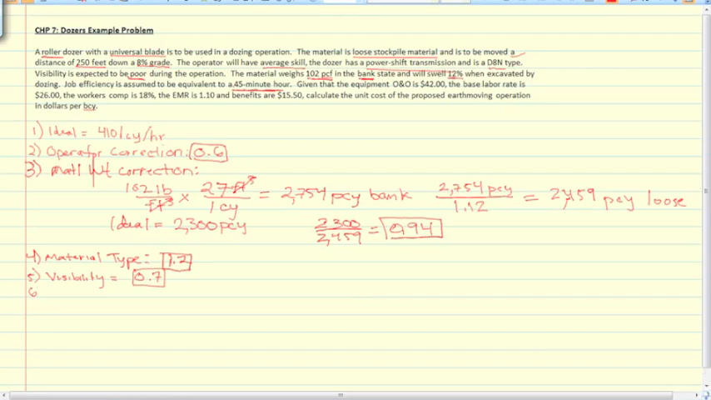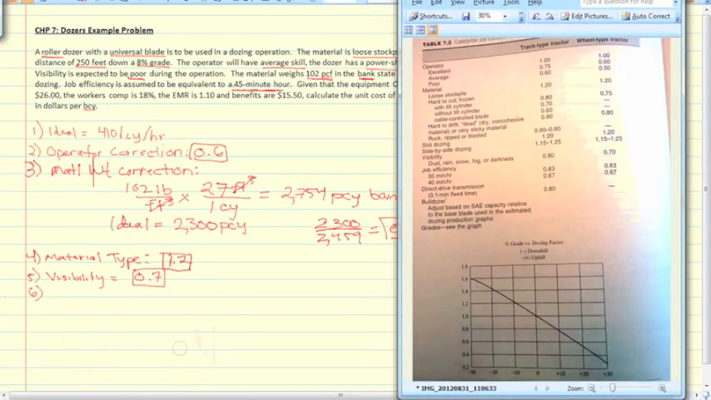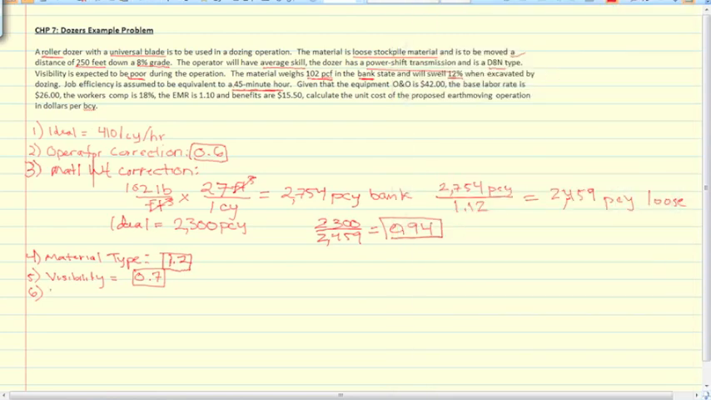Okay, so moving on in our chart here, we did visibility. We can do job efficiency now, which says in the problem that it's a 50-minute hour. So we look at 50-minute for a wheel type, and it's 0.83. So I'll put efficiency, and that is 0.83.